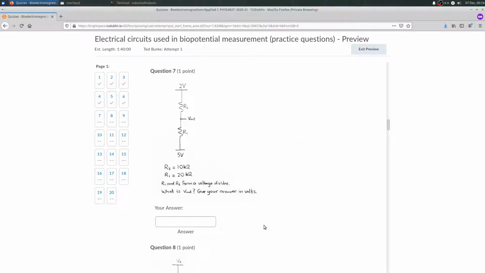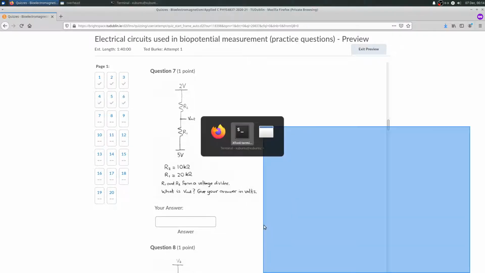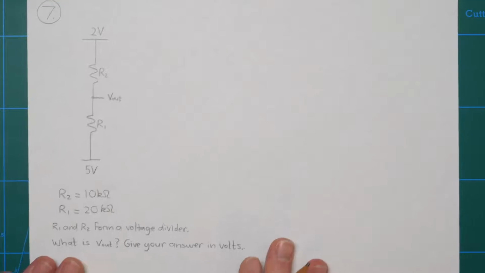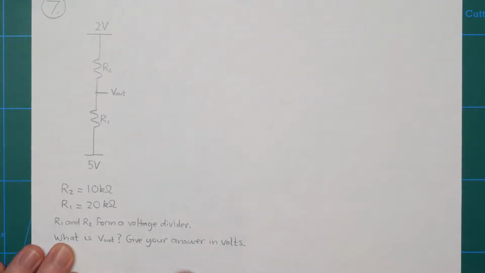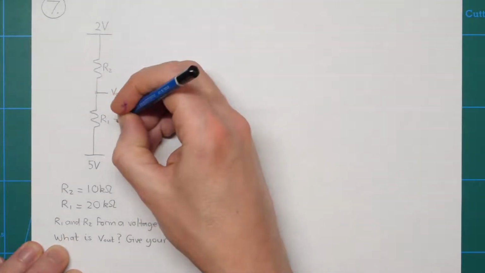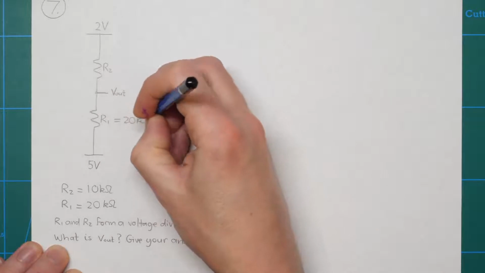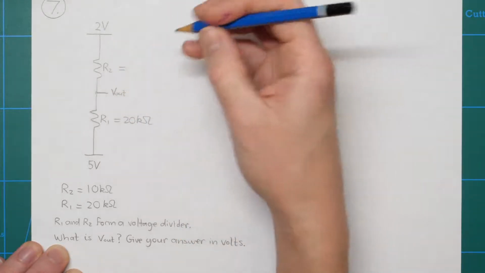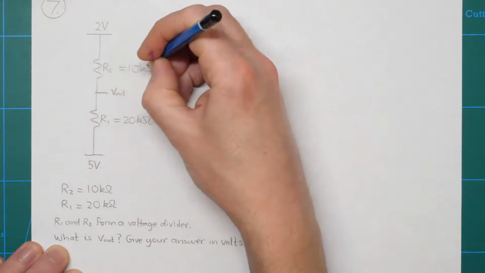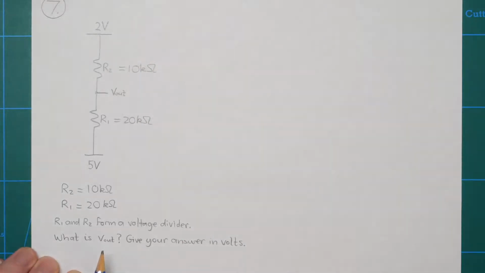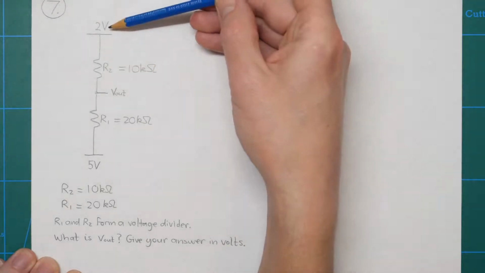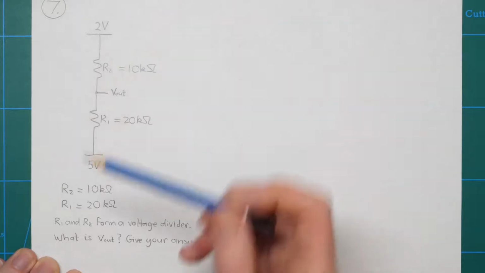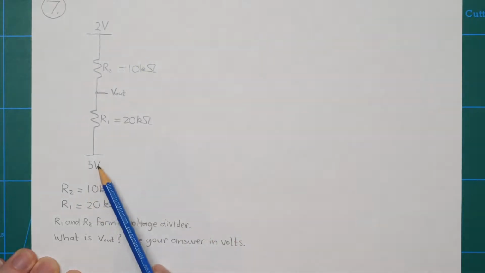So question 7 is another voltage divider question. What do we have this time? Well, we've got R1 equal to 20 kiloohms and R2 equal to 10 kiloohms. And we can see at the top node here that the node voltage is 2 volts, and the voltage at the bottom node is 5 volts.